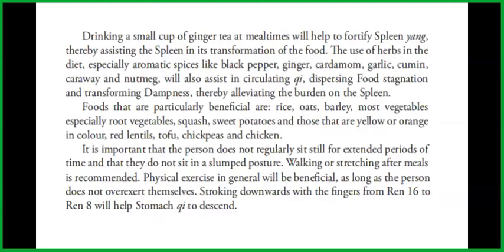The use of herbs in the diet, especially aromatic spices like black pepper, ginger, cardamom, garlic, cumin, caraway, and nutmeg, will also assist in circulating qi, dispersing food stagnation and transforming dampness, thereby alleviating the burden on the spleen. Foods that are particularly beneficial are rice, oats, barley, most vegetables, especially root vegetables, squash, sweet potatoes, and those that are yellow or orange in color, red lentils, tofu, chickpeas, and chicken.